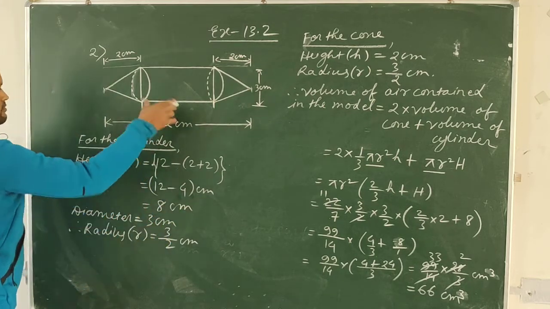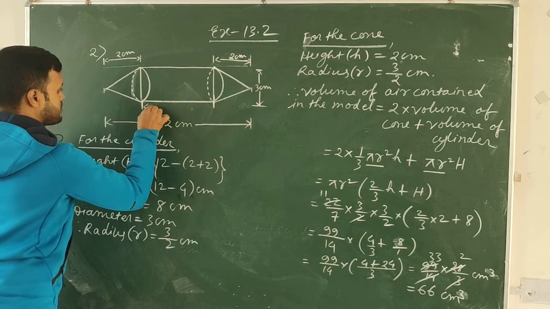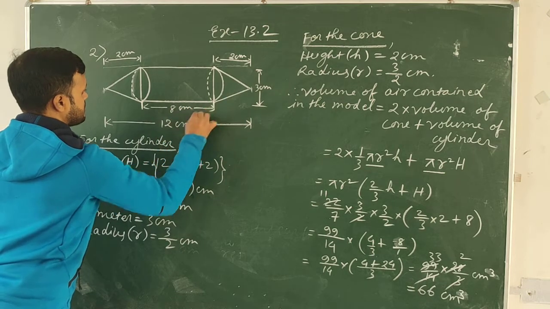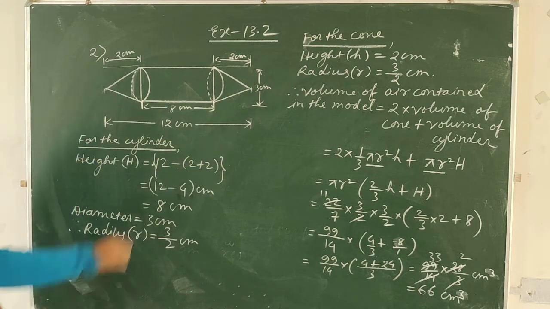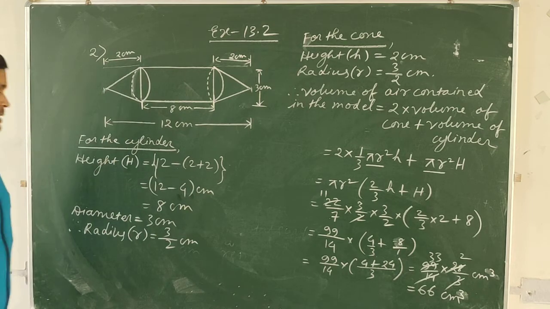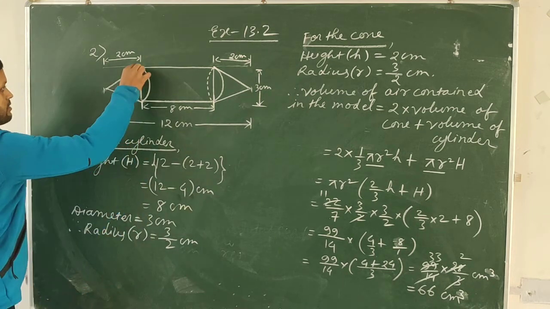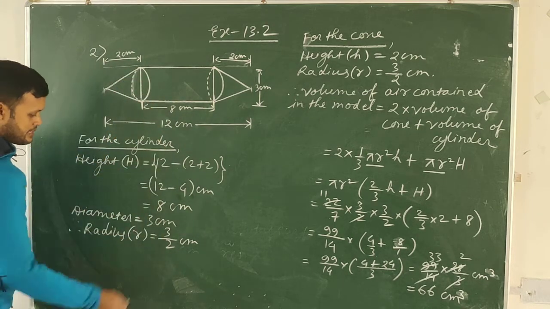8 cm. So therefore the height is 8 cm, from here to here. Okay. And the diameter of the model is 3 cm. So the diameter of the cylinder also will be 3. This part from here to here is 3. So if the diameter is 3, what will be the radius?